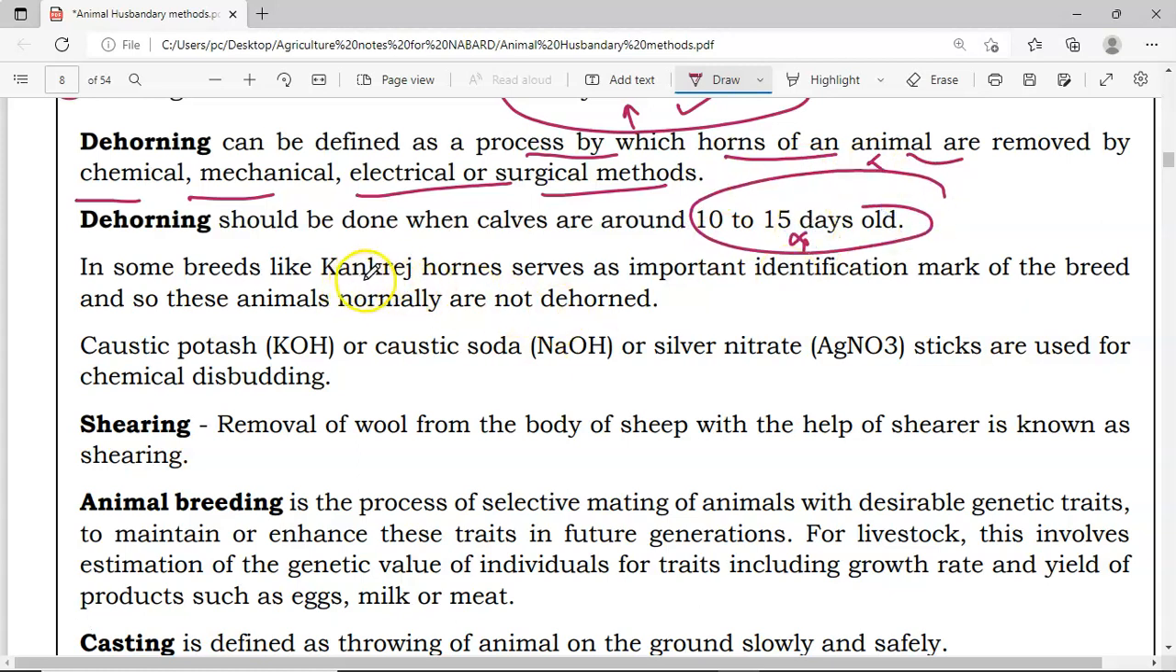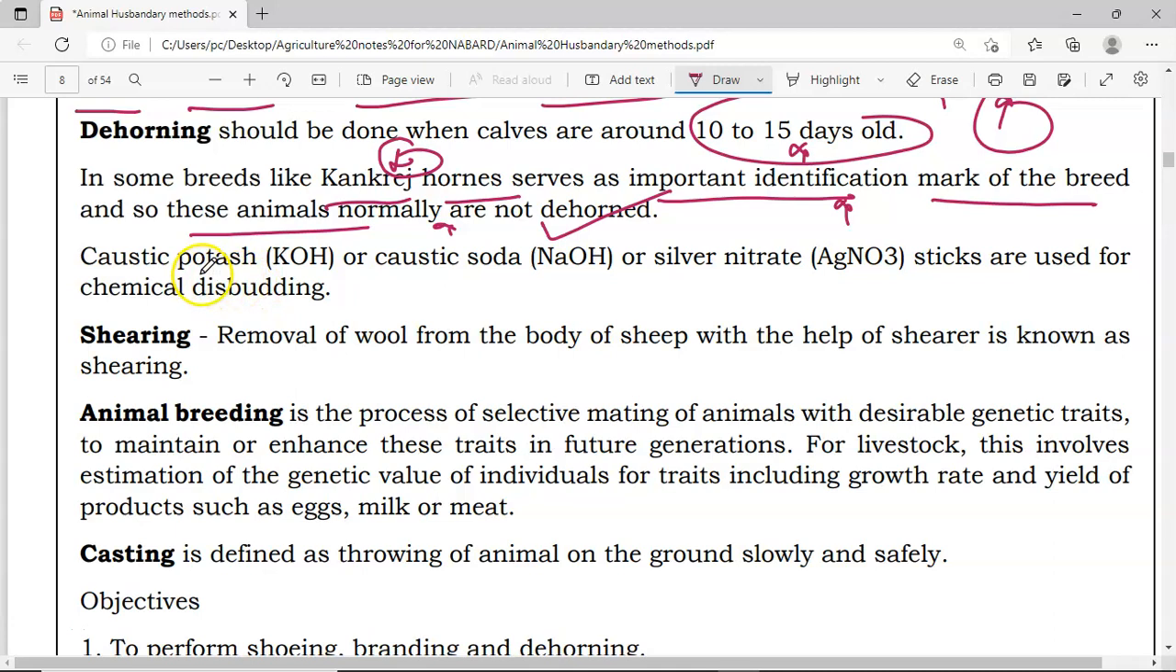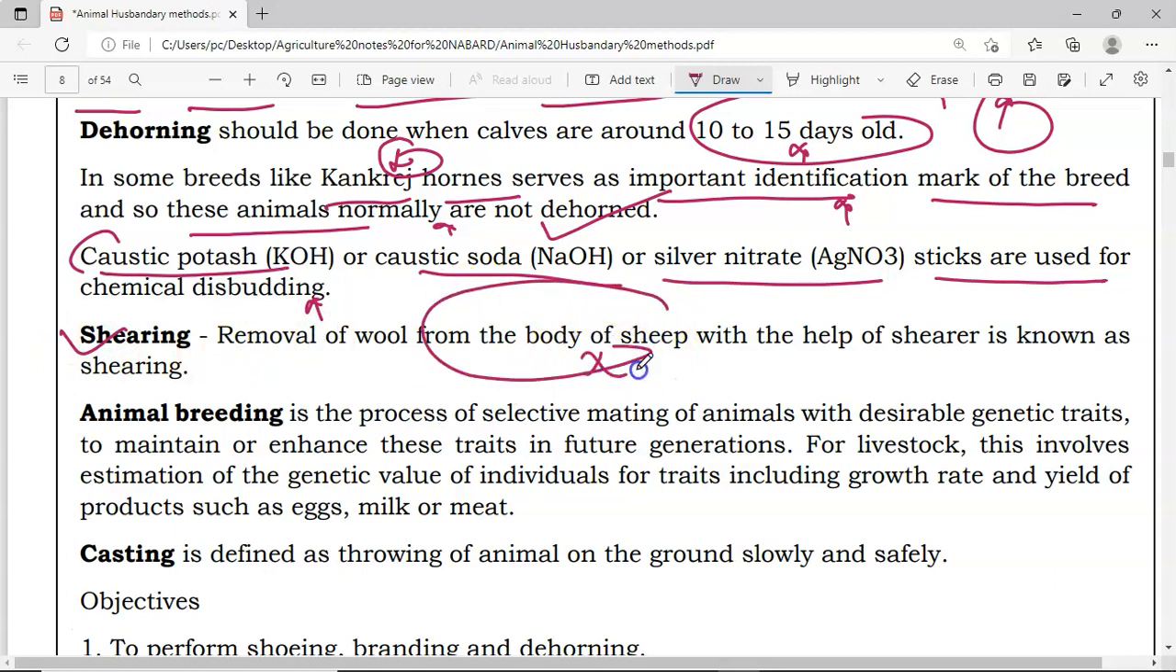For example, some animals can be identified with the help of their horns, like the concrete horns. So these horns serve as an important identification and mark of the breed. So these animals normally are not dehorned. The chemical methods that can be used for dehorning are caustic potash, caustic soda, and silver nitrate sticks. Shearing, the removal of wool from the body of the sheep.